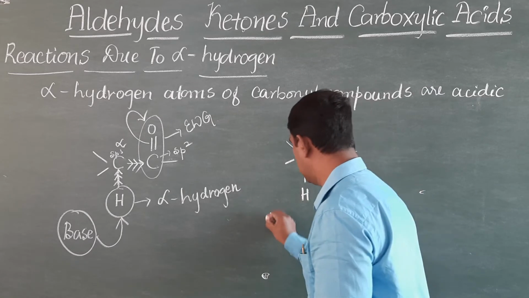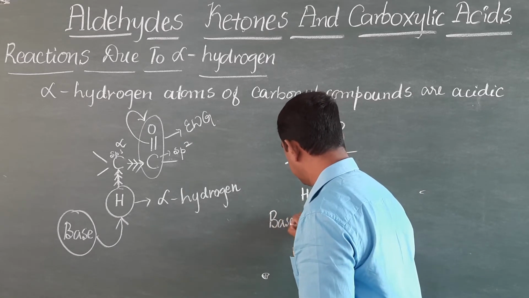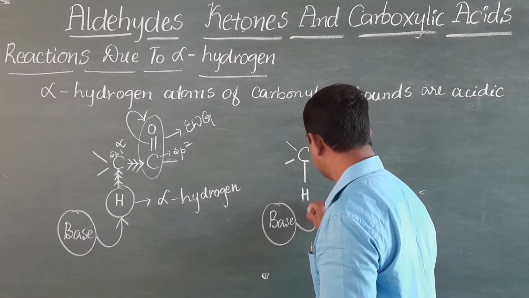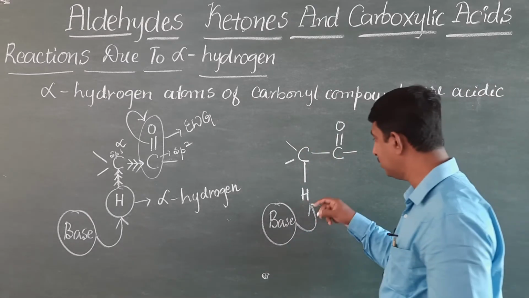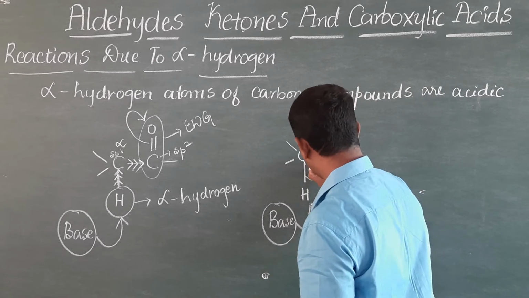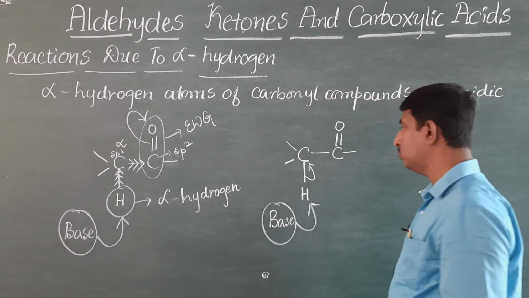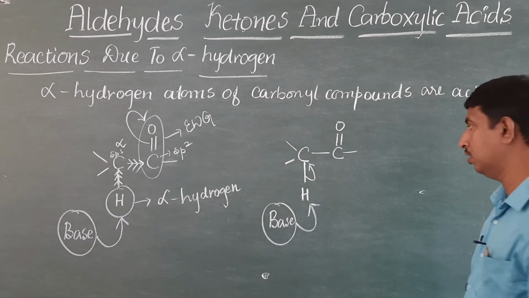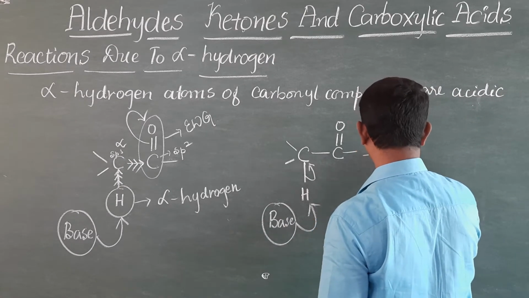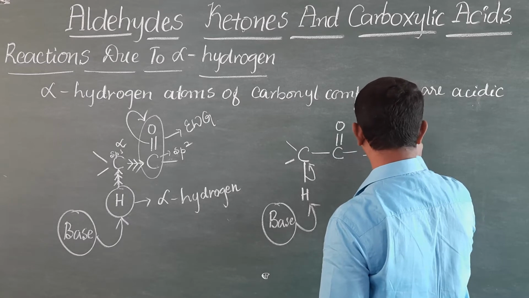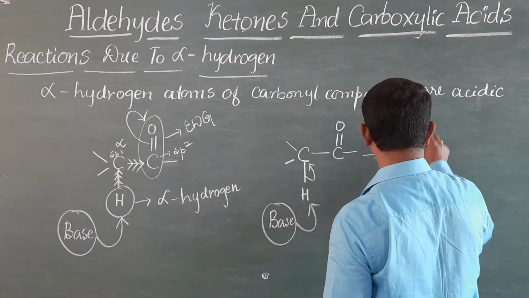See, this is hydrogen. This hydrogen is readily accepted by what? By a base. Once it accepts this electron, the shared pair of electrons will be shifted to carbon, correct? So as a result, we'll get what? We'll get C, this is C double bond O.